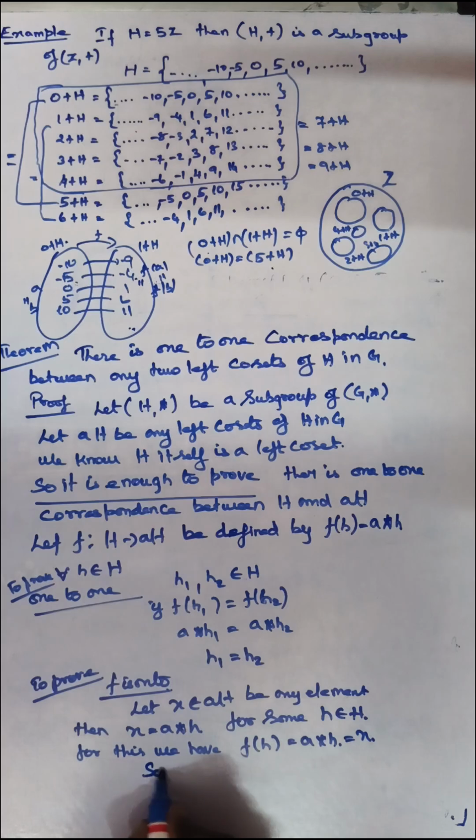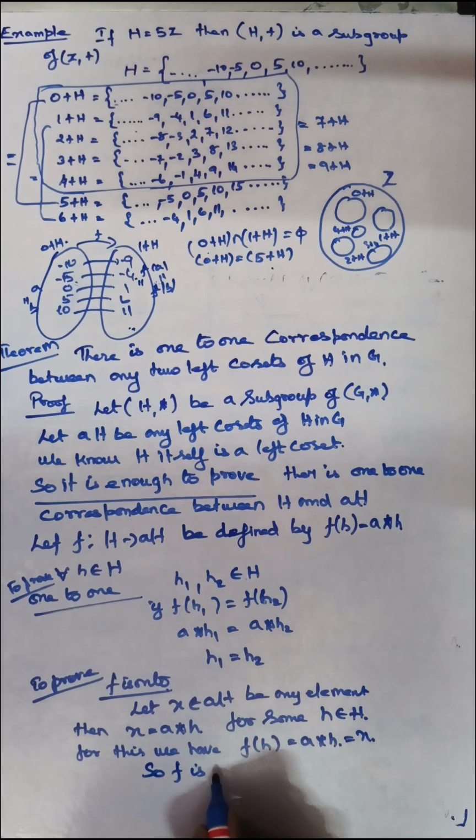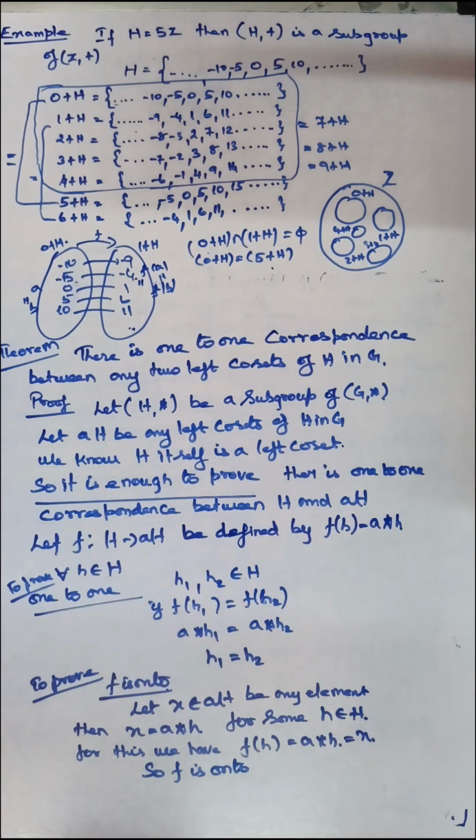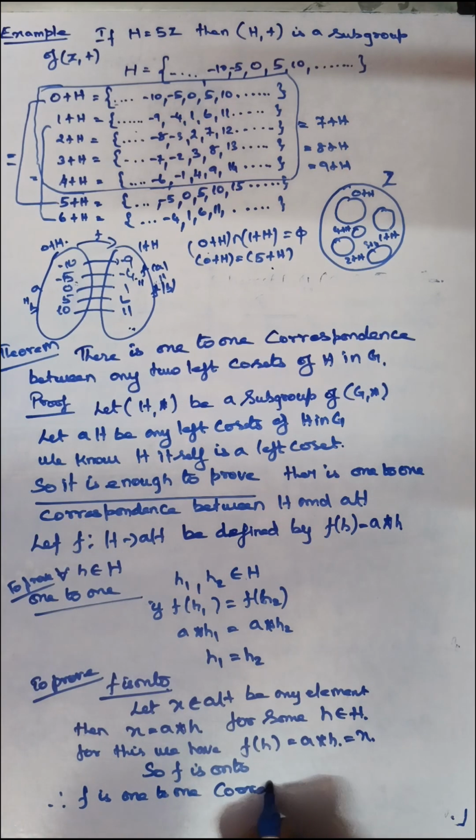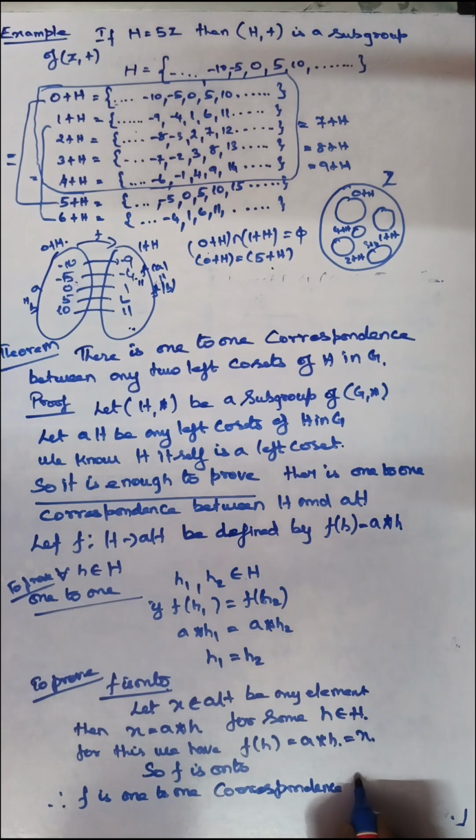Okay, so F is a mapping. F is onto. Hence, what do you conclude? F is a bijective function, or a one-to-one correspondence. Therefore F is a one-to-one correspondence between H and the coset.